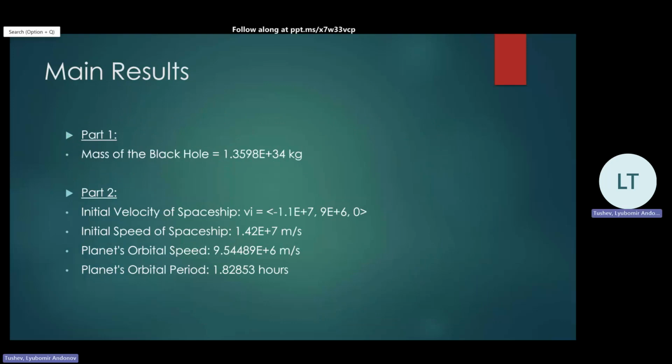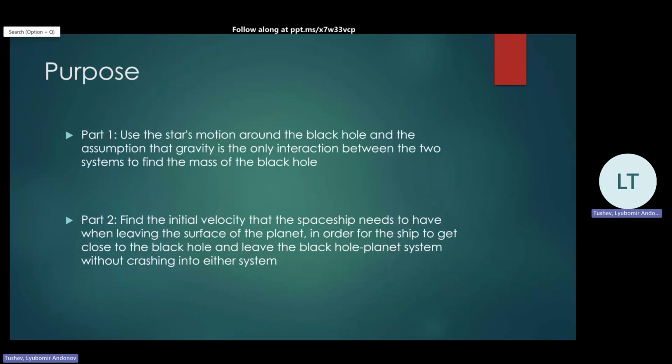A quick overview of my results. In part 1, I found the black hole in the system to have a mass of 1.3598 times 10 to the 34 kilograms, whereas in part 2, I found the necessary initial velocity of the spaceship to be negative 1.1 times 10 to the 7 meters per second in the horizontal and positive 9 times 10 to the 6 meters per second in the vertical direction.